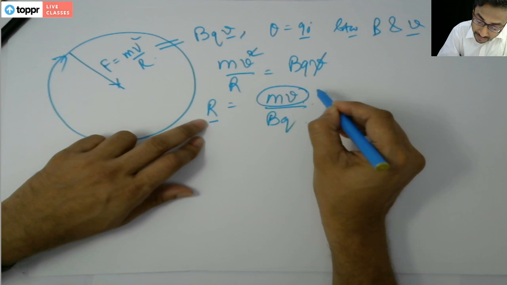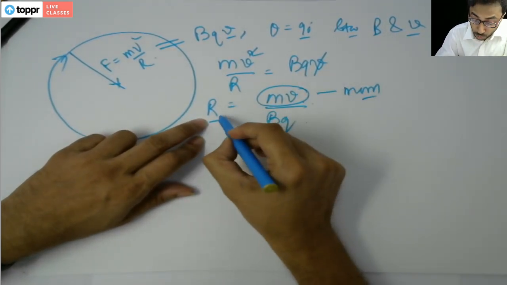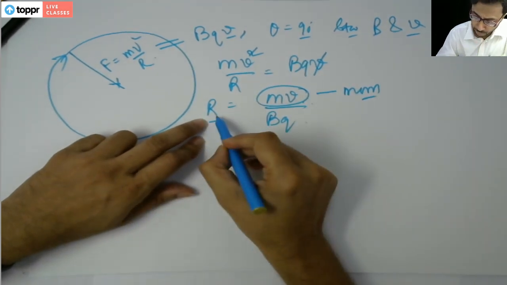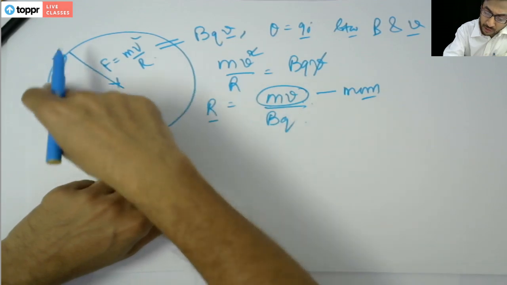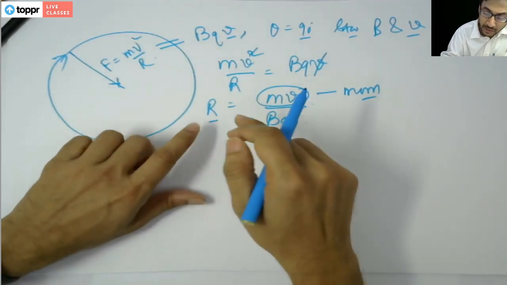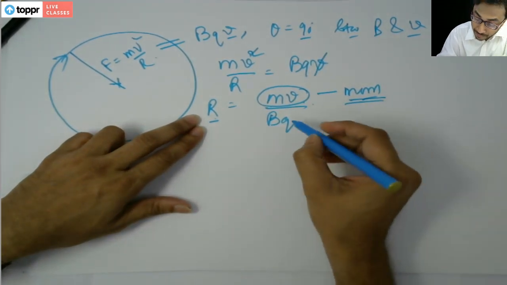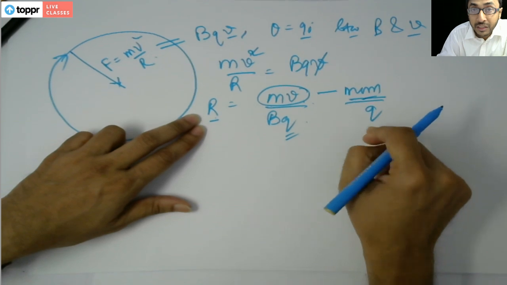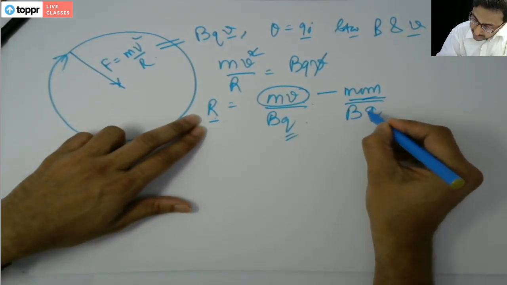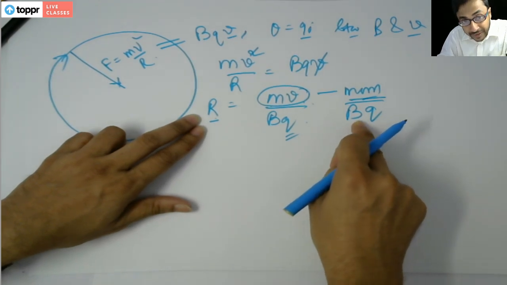Say mv is nothing but the momentum, right? So the radius of the circular path in which the charged particle is moving is proportional to the momentum of the charged particle and inversely proportional to the charge of the charged particle, and definitely it is inversely proportional to the magnetic field.